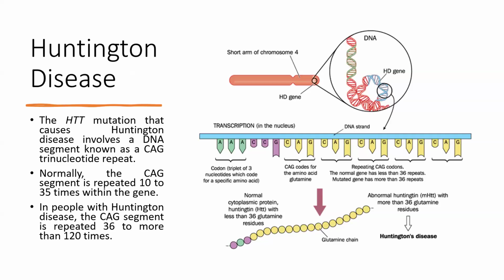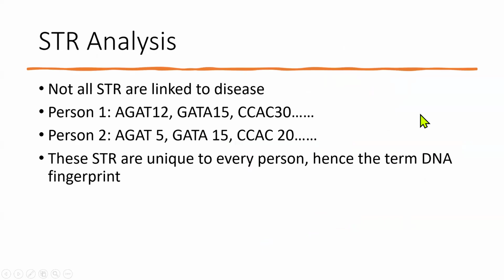Okay, that's Huntington disease. Basically you will lose control of your muscles and become paralyzed, and there's no cure for it. People will die from this. All right, but not all STRs are necessarily associated with diseases. That was just an example I wanted to show you. Much of the STR that exists in our body are not associated with diseases, and there are many STRs scattered throughout our genome.